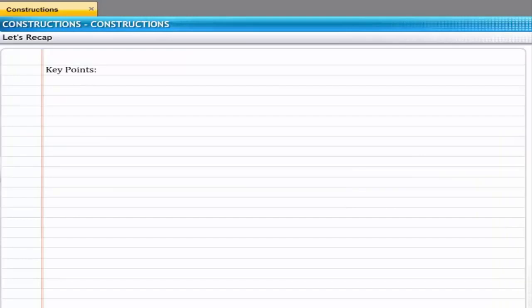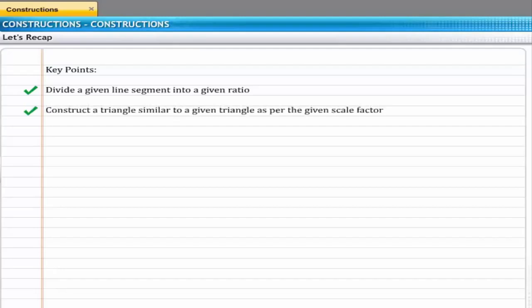You've reached the end of this section. In this section, you learned to divide a given line segment into a given ratio, construct a triangle similar to a given triangle as per the given scale factor, and construct a pair of tangents from a point external to a circle. Hope you enjoyed the learning experience.